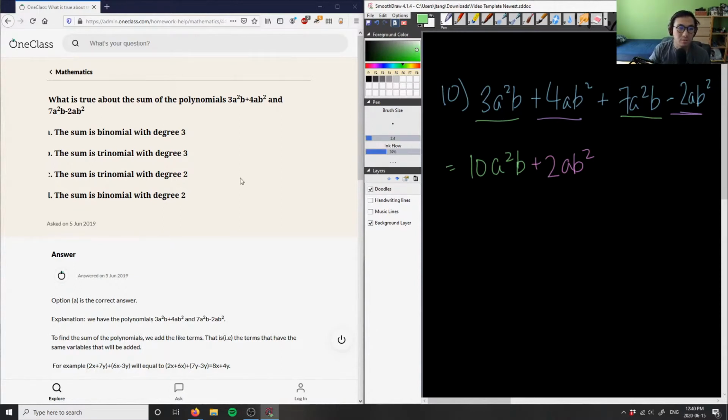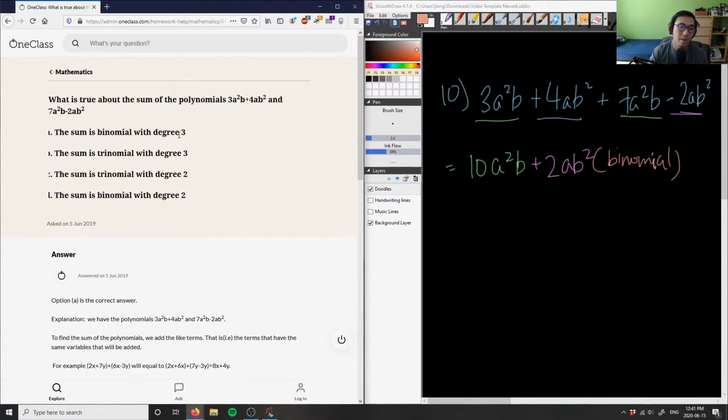And what we want to now do is look at, so as you can see, we have a binomial, right? So as you can see, options 2 and 3 are false, because I have a binomial, and we don't have a trinomial. This is a binomial because I have 2 terms. And now we have to figure out, okay, does it have a degree of 2 or a degree of 3?